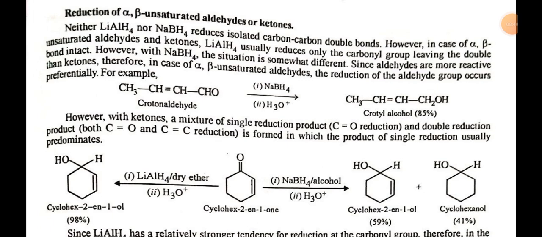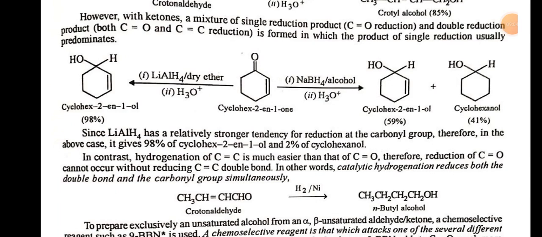However, with ketones, a mixture of the single reduction product, that is C=O reduction, and the double reduction product, with both C=O and C=C reduction, is formed, in which the product of single reduction usually predominates.